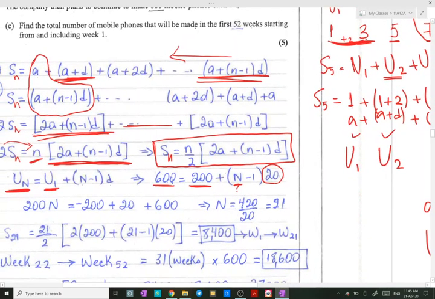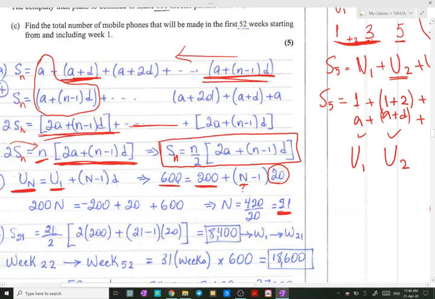Now expanding, you're going to get 200n equals minus 200 plus 20 plus 600, therefore n is equal to 21. So in the 21st week, the company is going to produce 600 phones.